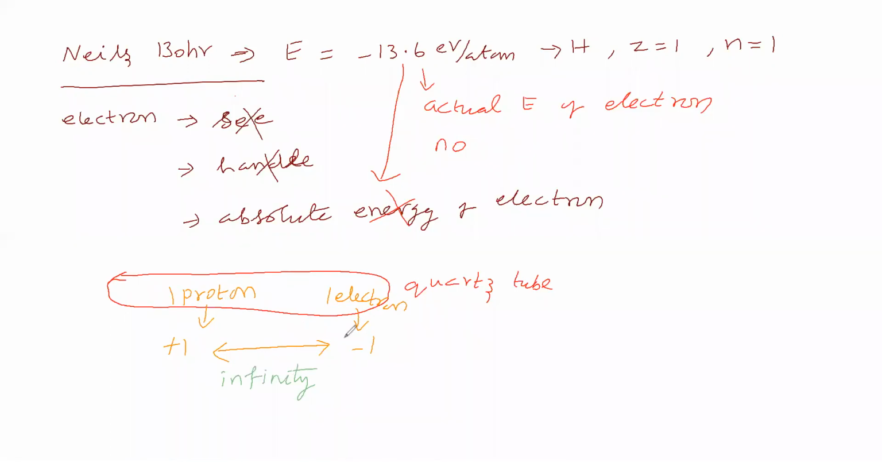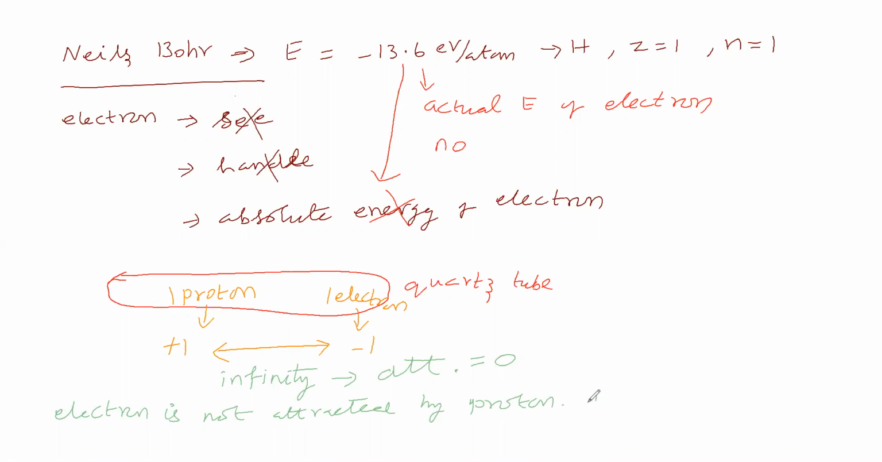When the distance between them is infinity, what is the magnitude of the attractive force between proton and electron? The attractive force is equal to 0. That means the electron is not attracted by the proton.